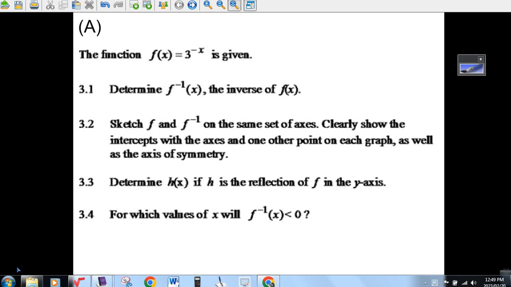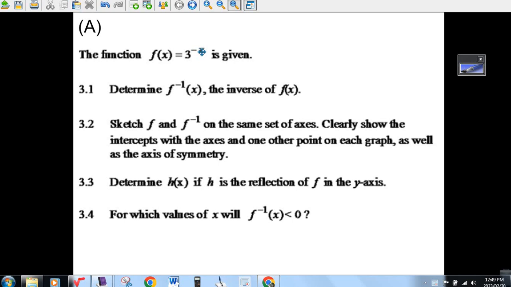Okay, we're going to look at this inverse function question. And here we go. The function f of x is equal to 3 to the minus x. You're given that function, and the first thing you're supposed to determine is f to the minus 1. That means the inverse function of f of x.